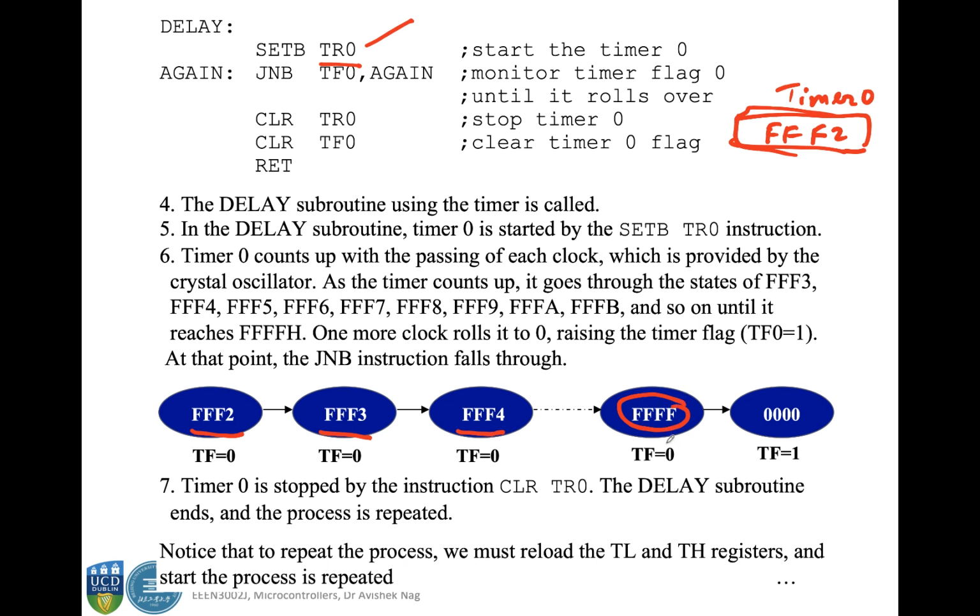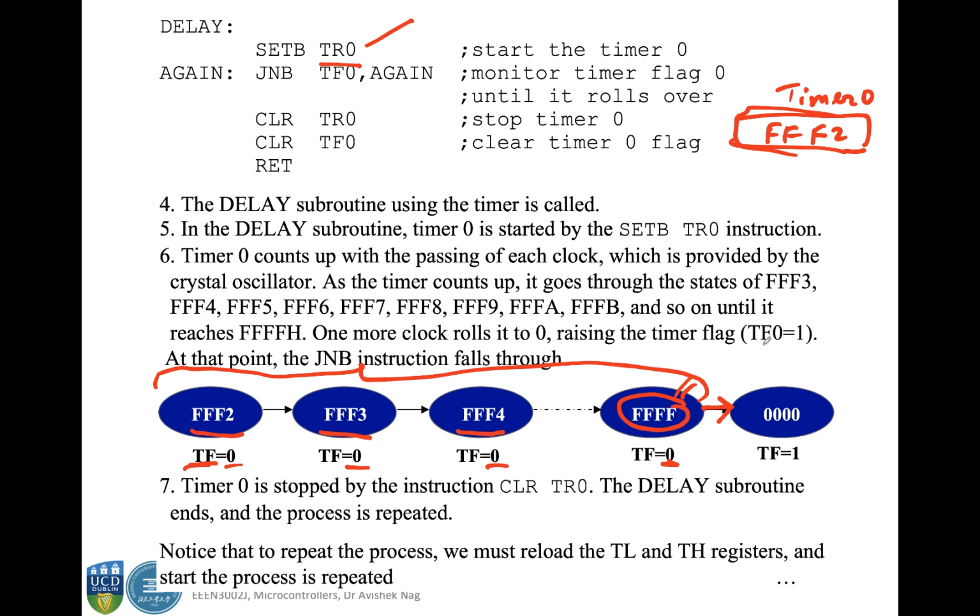For all this time your TF, the timer flag, is 0. But once it reaches this state and rolls over to the next state, then your timer has overflown.